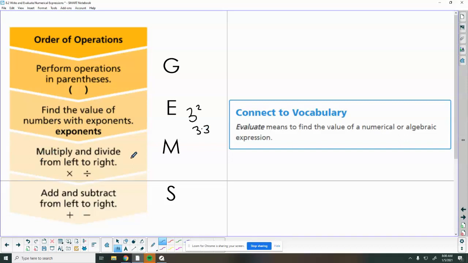And then we multiply and divide. So our multiplication operations, the opposite of multiply is divide. We do it like we read. And then our subtraction ones, the opposite of subtract is to add. And we do those also like we read from left to right. So remember this word evaluate. It just means to find the value. It's another word for solve what you are able to.